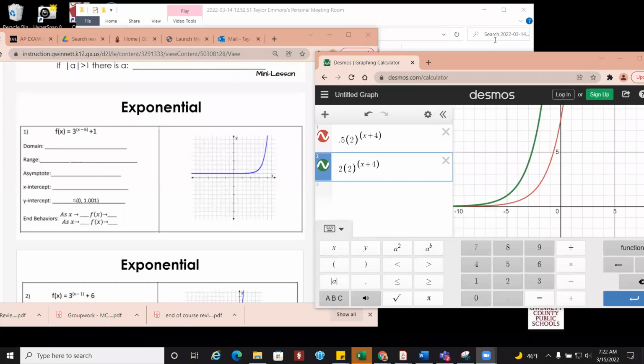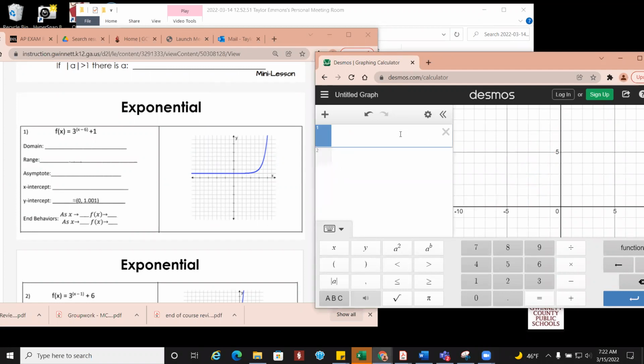All right, so looking at this problem, we're going to go and type it into Desmos. Okay, so we've got 3 raised to the x minus 6. And remember, when you type this into Desmos, you got to use those parentheses. Okay, and so we see that graph right here. Now, domain. Okay, remember, domain is going to deal with our x values. Okay, so how far left do we go? Well, it keeps going on forever, right? So we're going to represent that by negative infinity.